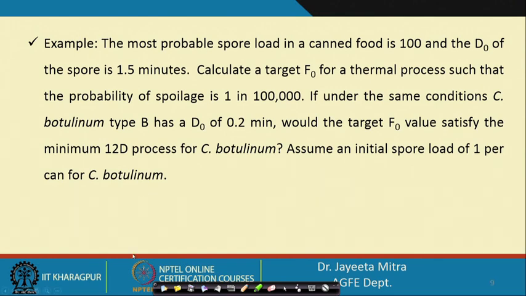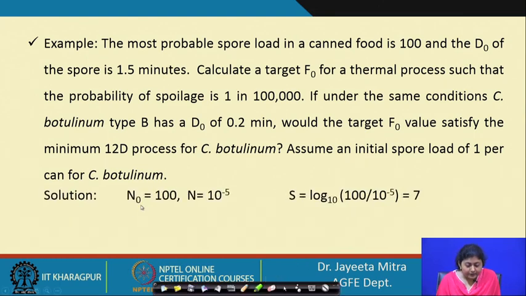Now, the case is that whenever we say D 0 value or F 0 value, we mean that reference temperature. So, on the Celsius scale, we mean the reference temperature as 121 degree Celsius, and in Fahrenheit, we make it 250 degree Fahrenheit. So, here we want to calculate F 0 at 121, and D 0 at 121 is given as 1.5 minute.